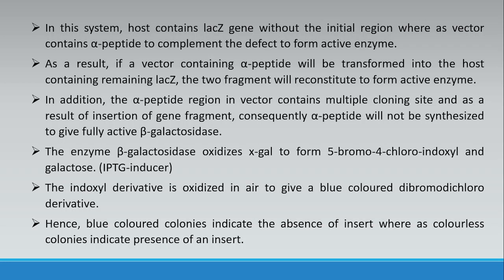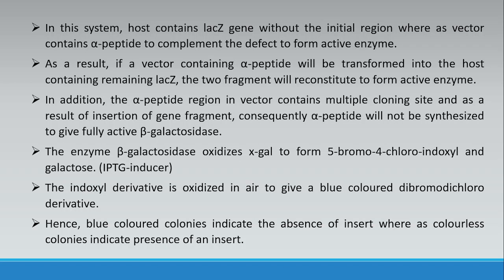What happens when you put them together, after the transformation, is a complementation. We call it gene complementation. There is complementation so that there is a functional active enzyme, that is beta galactosidase. As a result, if a vector containing the alpha peptide is transformed into the host containing the remaining lacZ gene, the two fragments will reconstitute to form the active enzyme. In addition, the alpha peptide region in the vector contains multiple cloning sites. We'll be talking about insertional inactivation, so this can be utilized in insertional inactivation also.